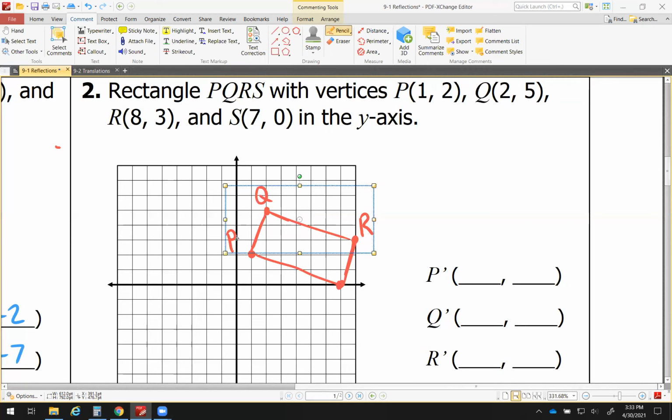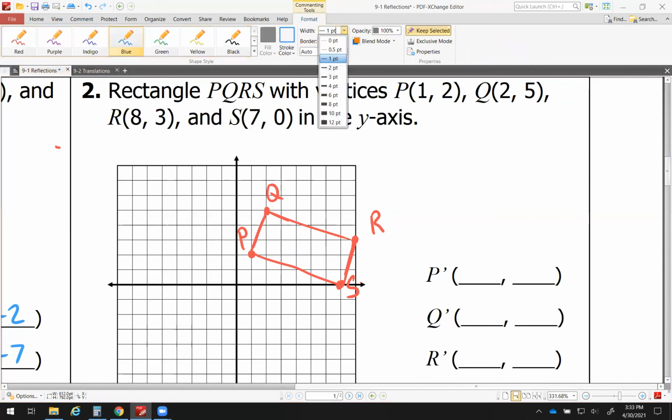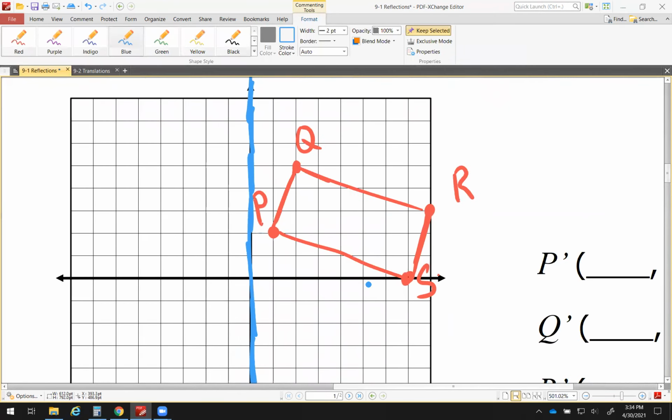We are going to flip this over the y-axis. So I will highlight the y-axis again. Well, I guess I did the x-axis last time. Okay, and we're just going to do the same idea here. We're going to take the distance from P to the line and then mirror that onto the other side for P prime. So the distance here is just 1. So the distance here should just be 1. That means that this right here is P prime.